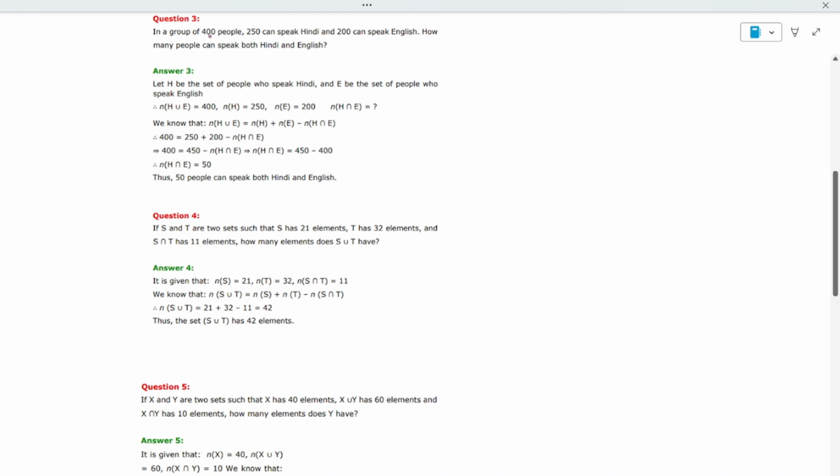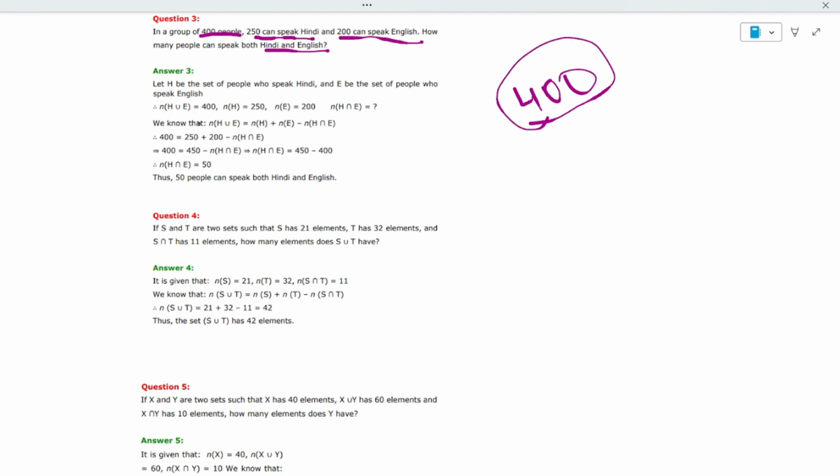If in a group there are 400 people, 250 can speak Hindi, 200 can speak English. How many people speak both English and Hindi? That means you have to find the intersection. As we can understand from the question, if there are total 400 people, all should know at least one language to speak, right? But they are speaking 250 plus 200. If you add, you'll get 450, but the value should not exceed 400. So the answer will be 450 minus 400, which is 50.